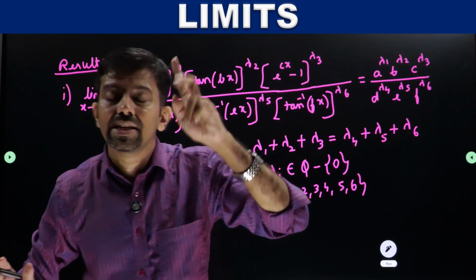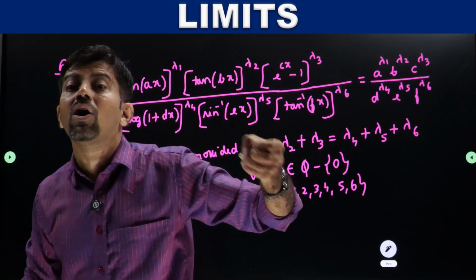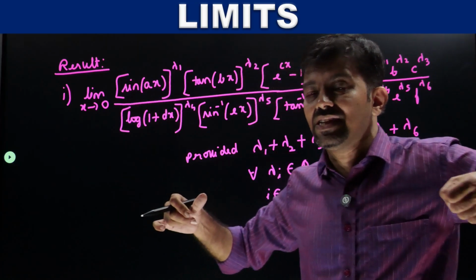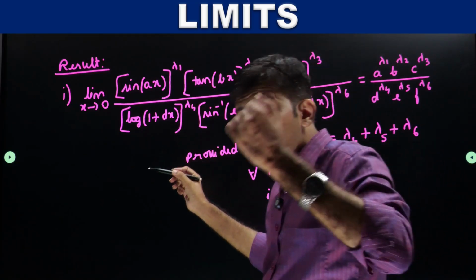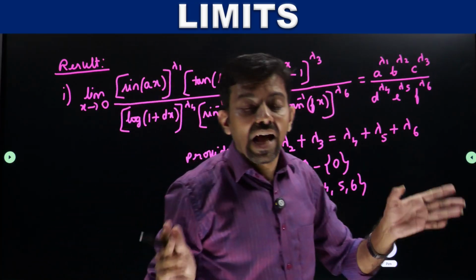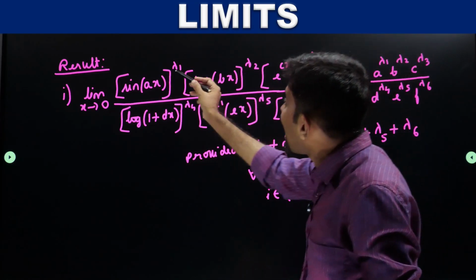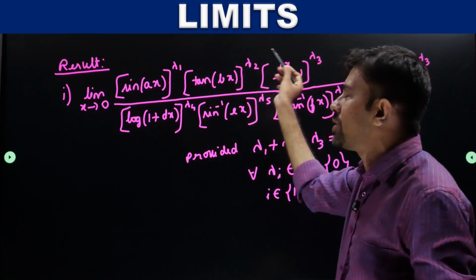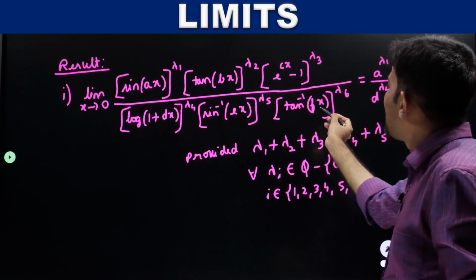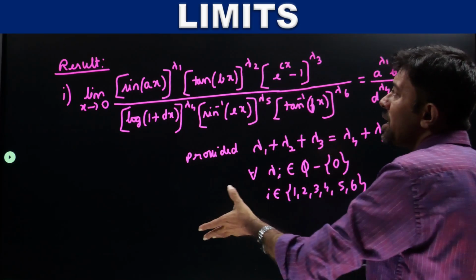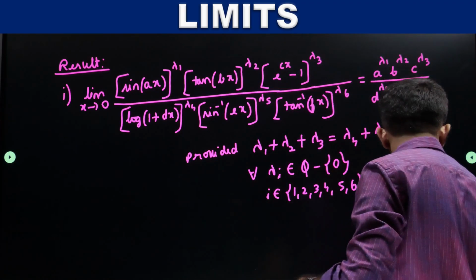So sine function, tan function, sine inverse, tan inverse, e power x minus 1 and log of 1 plus x. Such functions should be present. In that case, if you take the sum of the powers in the numerator, that should be same as sum of the powers in the denominator, and the answer is going to be, if the limit x tends to 0 is given, a power lambda 1 into b power lambda 2 into c power lambda 3 divided by d power lambda 4 e power lambda 5 into f power lambda 6. Hope you understand. It need not be present all the 6. They can give only 2 or 3 or 4 sometimes like that. So hope you understand the pattern.